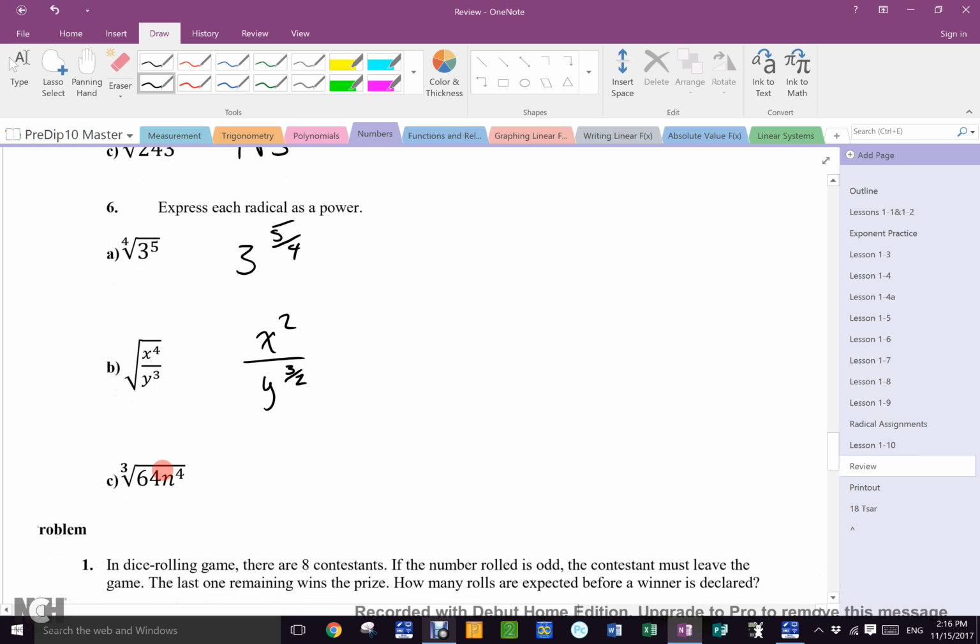This one is a little bit tricky. There's a couple of ways to do it. You could have done 64 n to the 4th all to the 1/3. That is okay. You could go better though. That is 4 n to the 4/3. I would accept either one because 64 has a cube root.